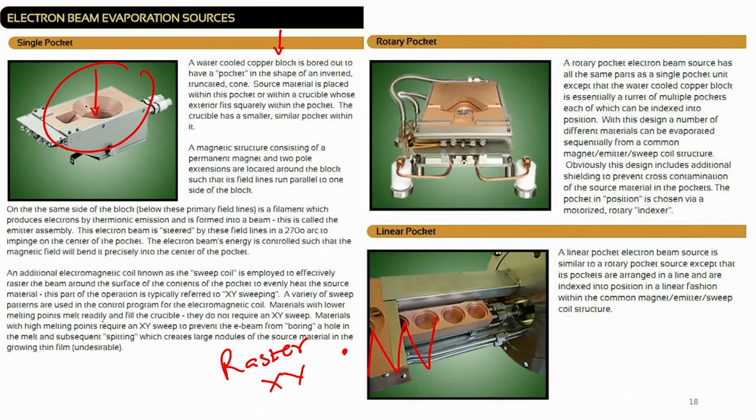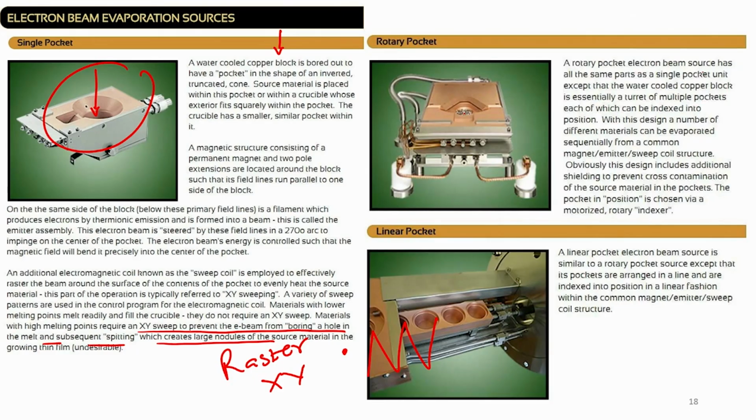Materials with lower melting points melt readily and fill the crucible. They do not require XY sweep. Materials with higher melting points require an XY sweep to prevent the E beam from boring a hole in the melt and subsequent spitting, which creates large nodules of source material in the growing thin film. What do you mean by that? That if a material has a very high melting point, then we require XY sweep. If the material does not have a high melting point, it can readily melt when the E beam is incident on the material.